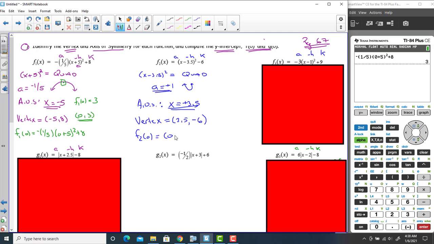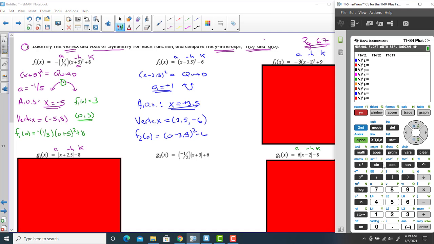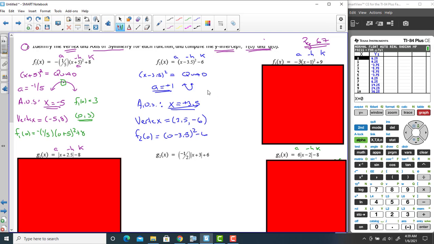We have to substitute 0 in place of x, and evaluate the expression on our calculator, or we could observe it in our table of values, which is the method I'll choose to do this time. If you wanted to observe this relationship on your calculator, you could go to your function list, you would substitute in the quantity x less 3.5 squared minus 6.